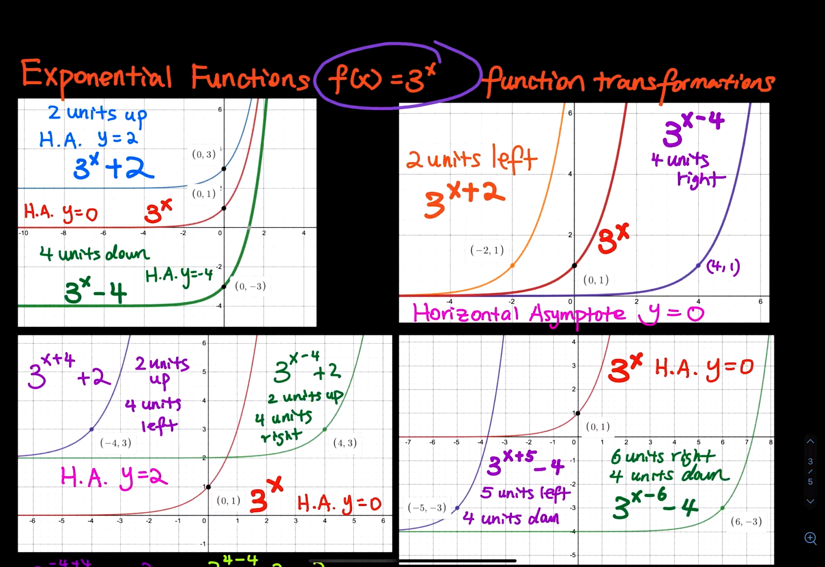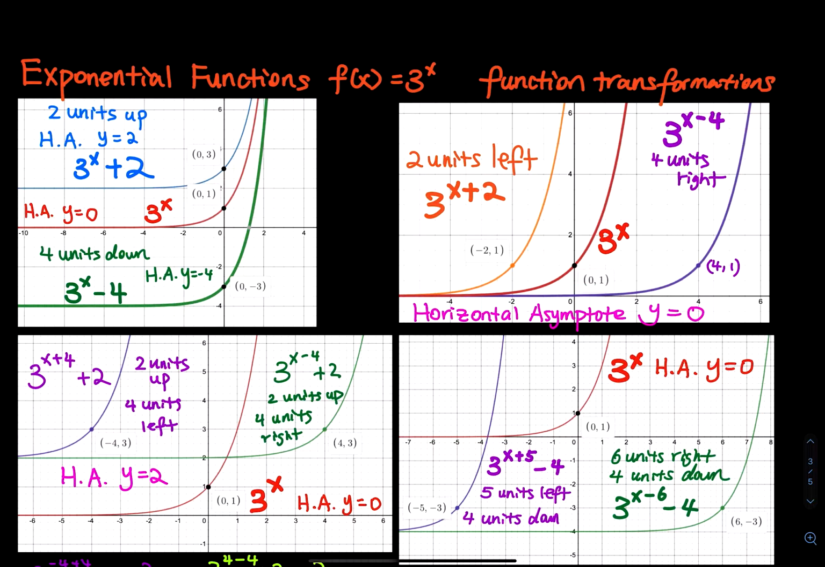All right, starting with the first function, I have 3 to the x, so this is the red function right over there. So what happens when you add 2 to 3 to the x? The plus 2 shifts the parent function 2 units up, so from (0, 1) to (0, 3). I also notice that the parent function has the horizontal asymptote at y equals 0. When you add 2 to it, the horizontal asymptote is now right over here, at y equals 2.